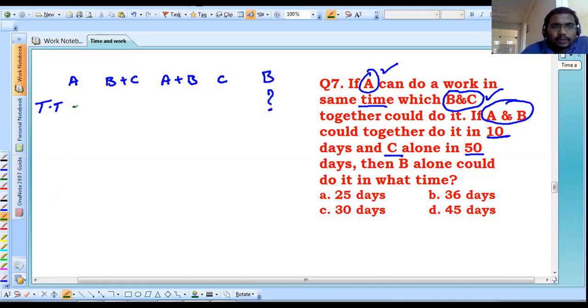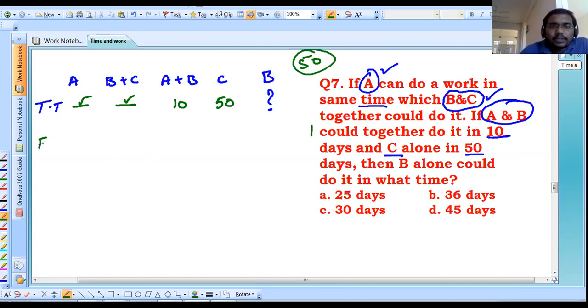A takes how much time? Don't know. B and C take how much time? Don't know, because these two are the same. A plus B takes how much time? 10 days. B plus C? Wait, C takes 50. Take the LCM of the two values, 10 and 50. The LCM is 50. That means the work is 50 units.